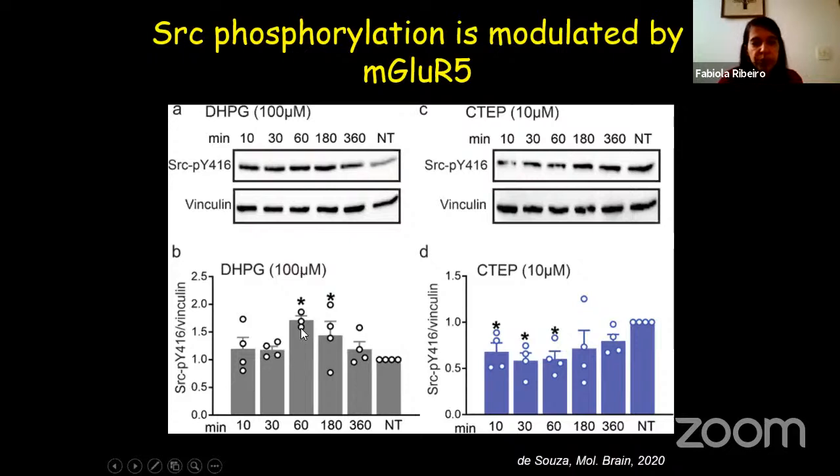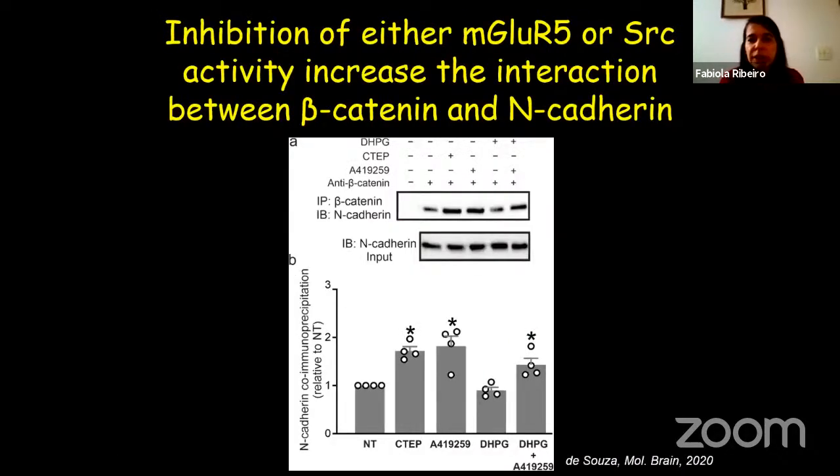And we observed an increase in SERC phosphorylation when neurons were stimulated with DHPG, and a decrease in SERC phosphorylation when mGluR5 was blocked with CTEP. The time course was quite similar to that of N-cadherin phosphorylation. To further explore whether mGluR5 and SERC activity could be modulating the beta-catenin and cadherin complex, we performed co-immunoprecipitation experiments where we IP beta-catenin and did Western blots to determine the levels of N-cadherin.